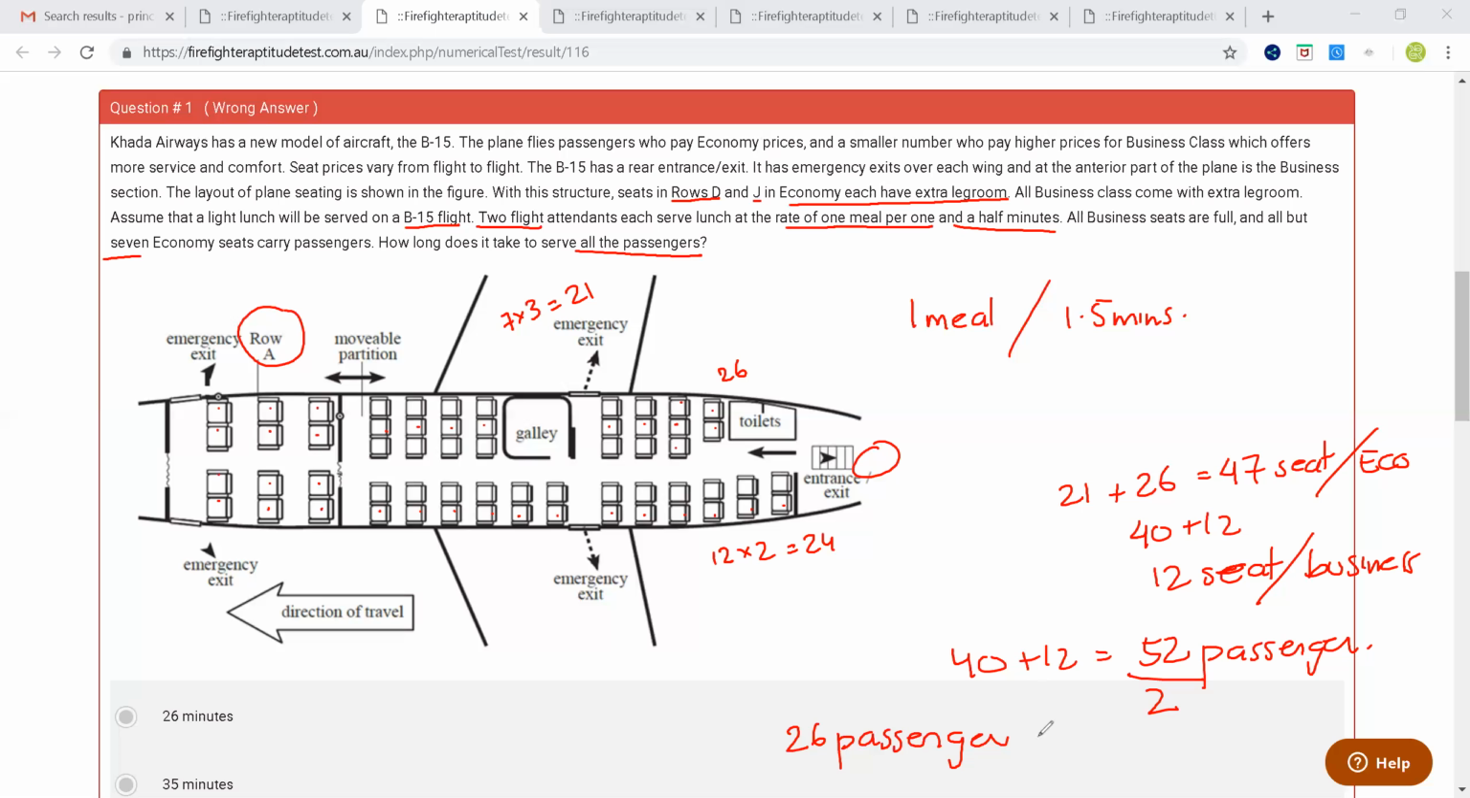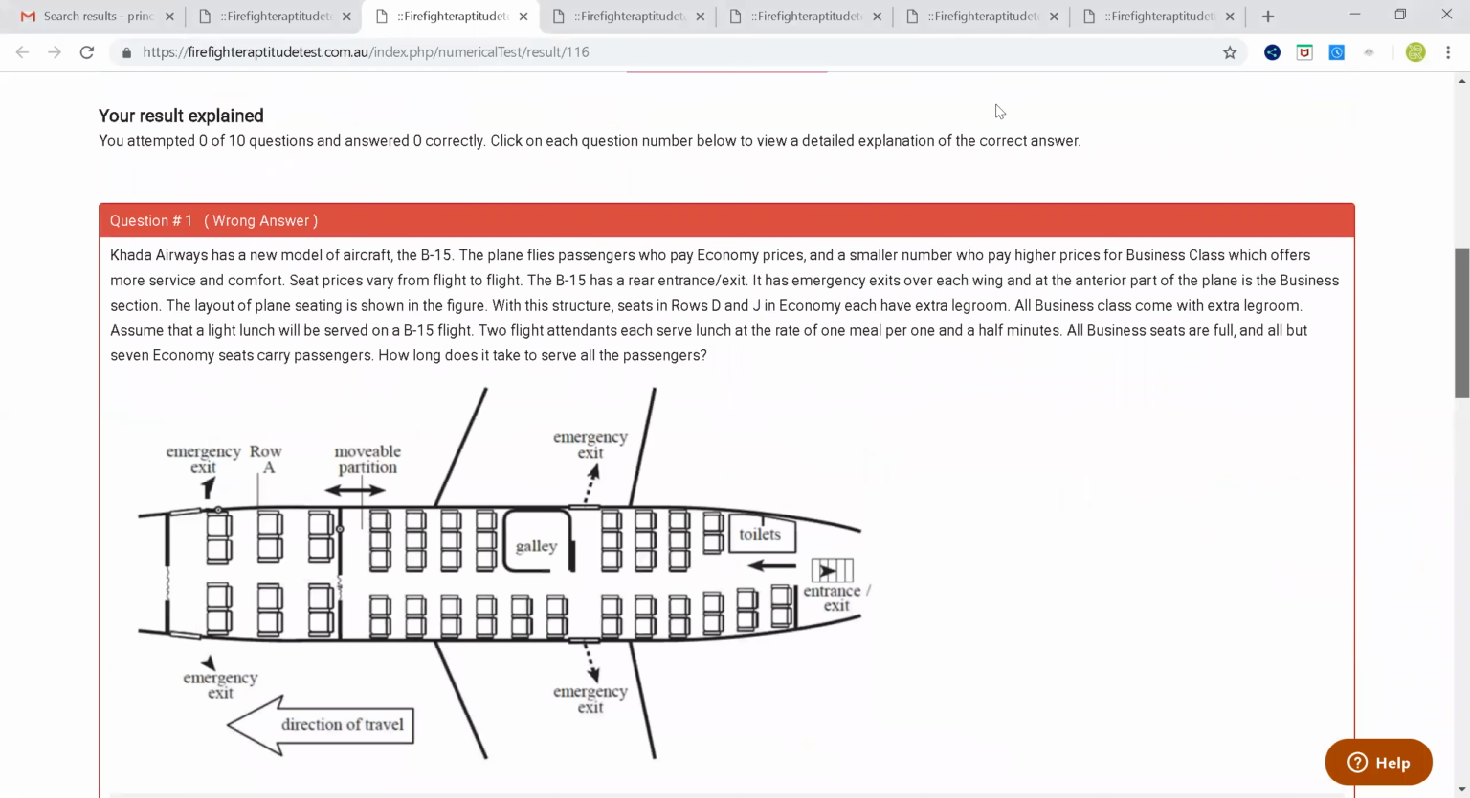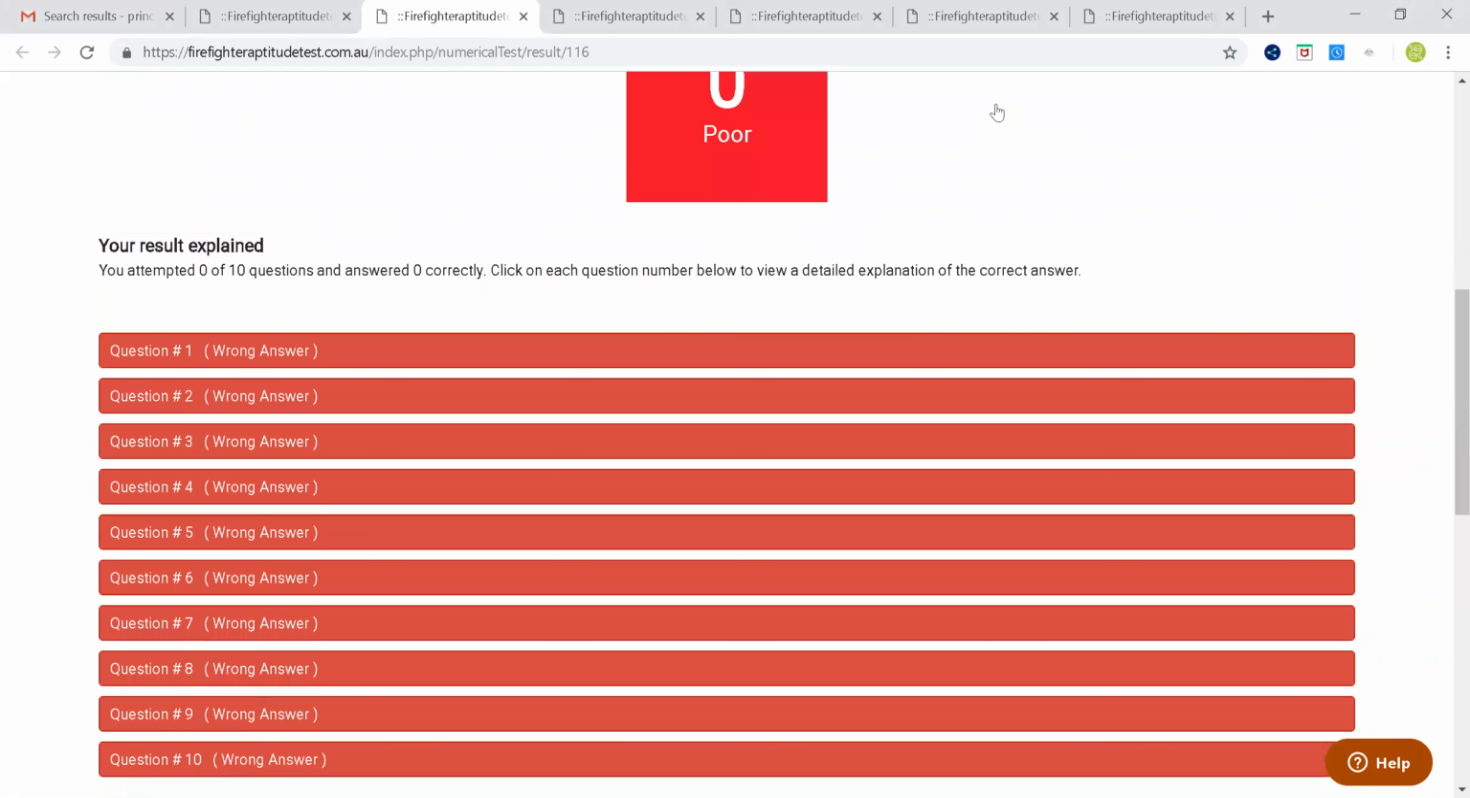So that's 26 passengers, multiplied by how much is taken per person, 1.5. If you notice, that would be 39 minutes, basically. And that's the answer. Quite a big descriptive question, but it can be done faster.